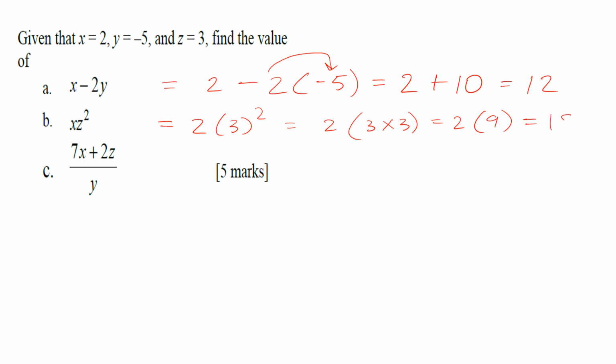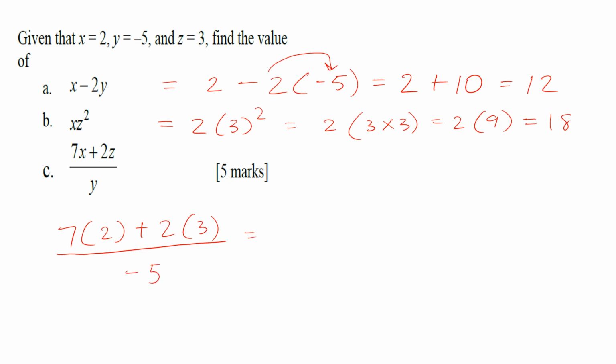Pretty simple. Then for the third one, it is 7 times x. X is 2, plus 2 times z. Z is 3. And that would be all over y. Y in this case is -5.